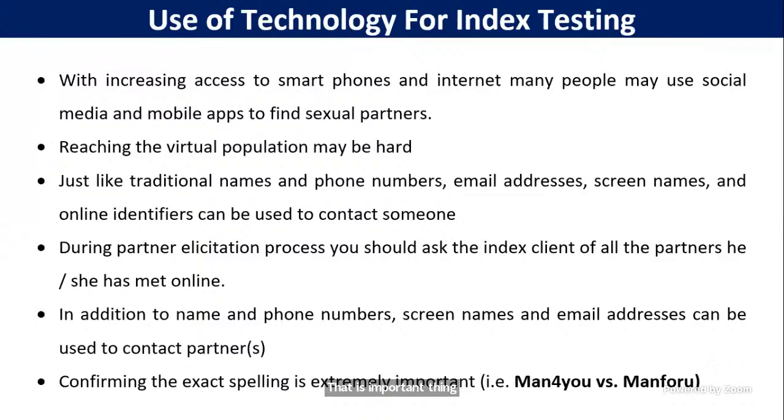So beware, when we are using technology for offering index testing or HIV testing, if your index case tells you that their partner is in some other district or city, but this is the social profile which belongs to them, and you can reach out through the social profile, that is also fine. But before doing that, confirm the exact spelling of that social profile, because social profiles are different. For example, "man4u" with the number 4, and "manforu" in alphabets are different, so both the IDs might be different.